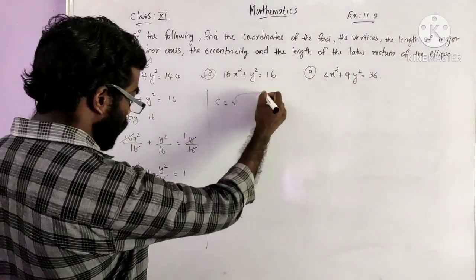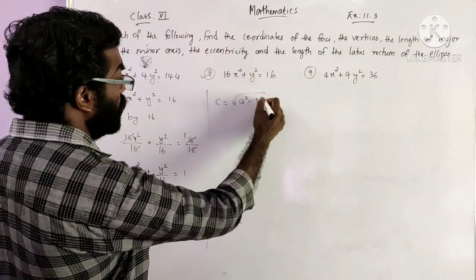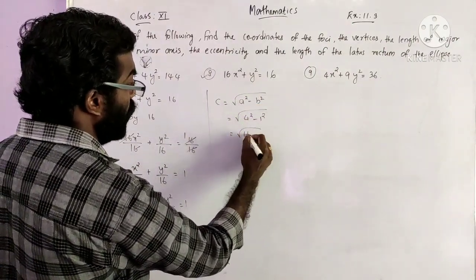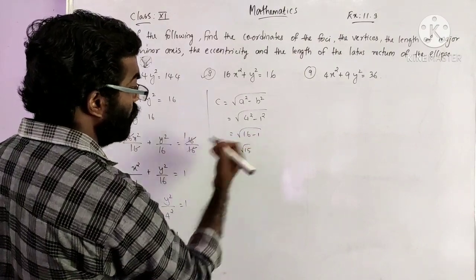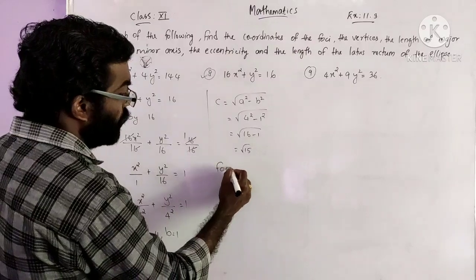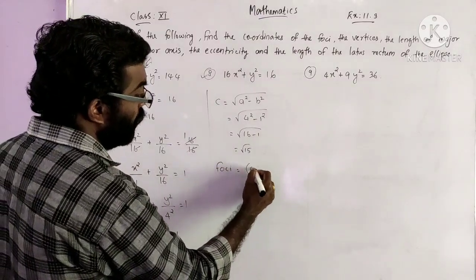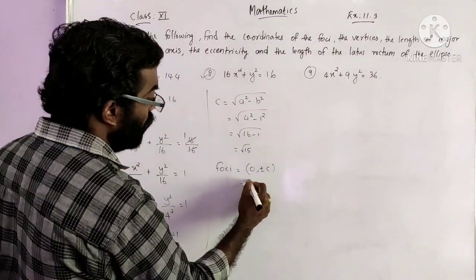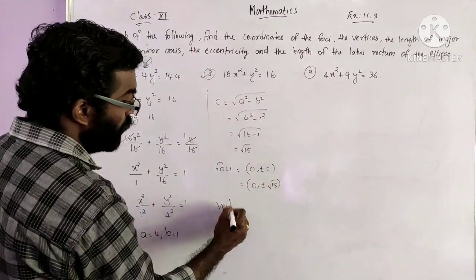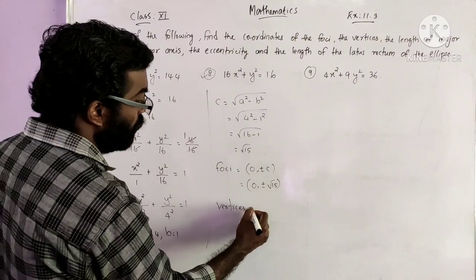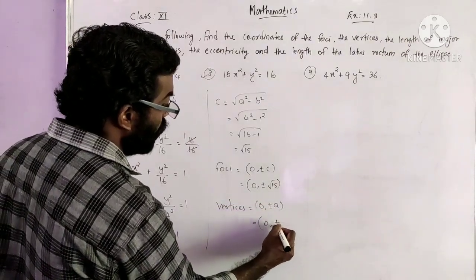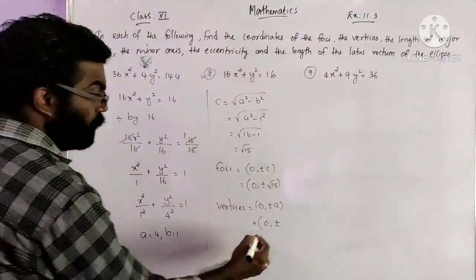C is equal to root of a square minus b square, that is root of 4 square minus 1 square, 16 minus 1, root 15. Then next we can write the coordinate of the foci, 0 comma plus or minus c, that is 0 comma plus or minus root 15. Then vertices, 0 comma plus or minus a, here 0 comma plus or minus 4.